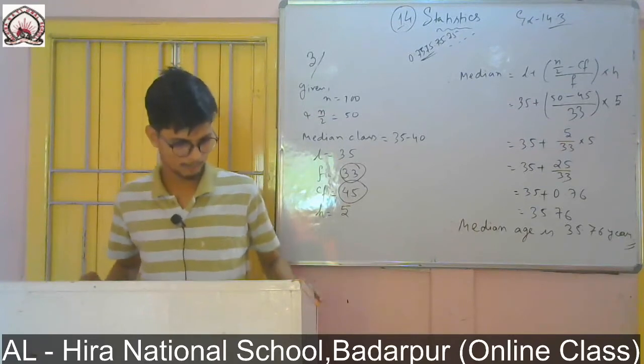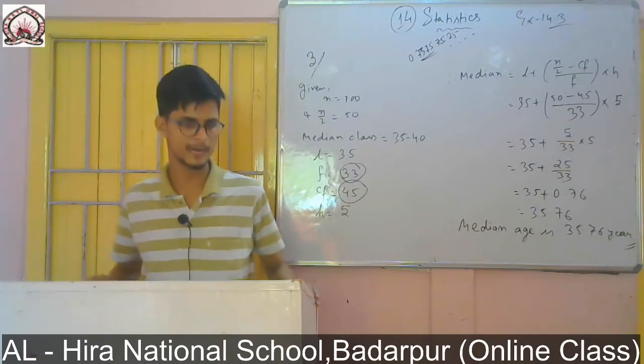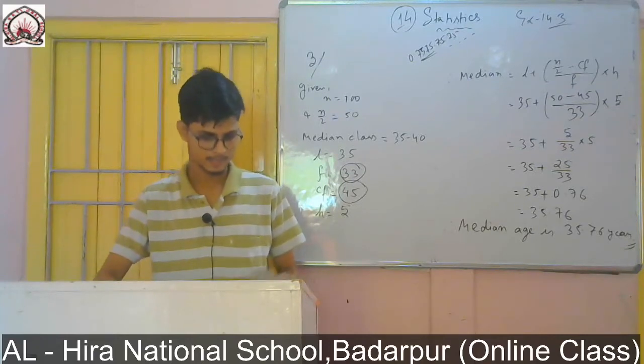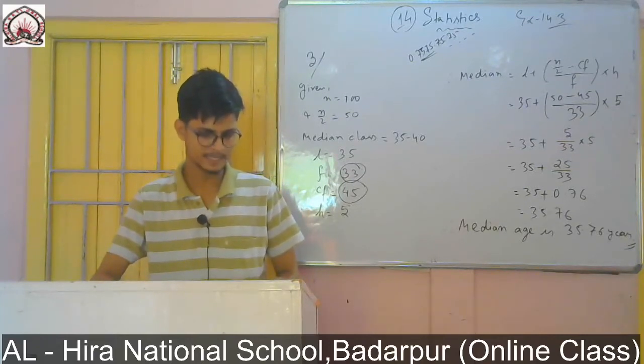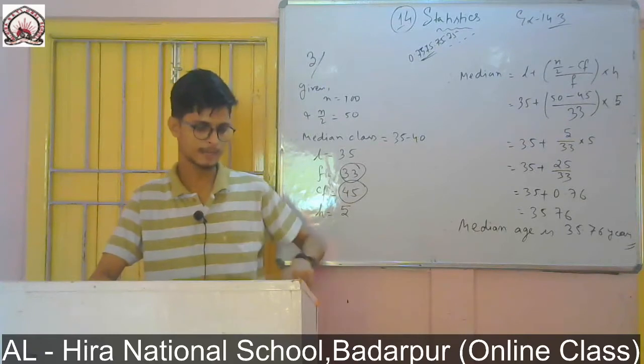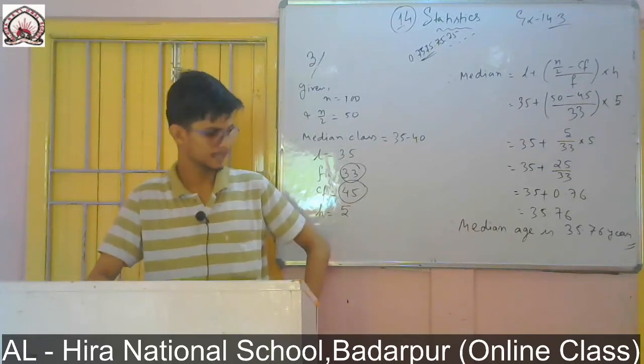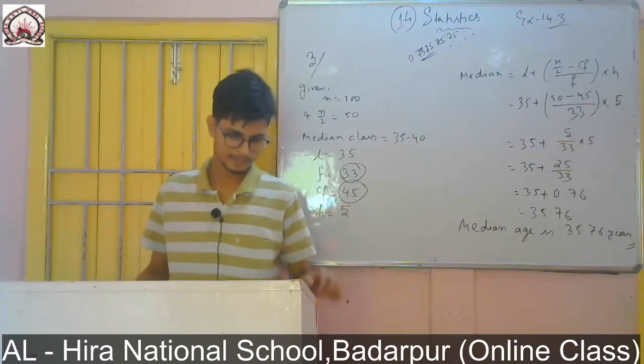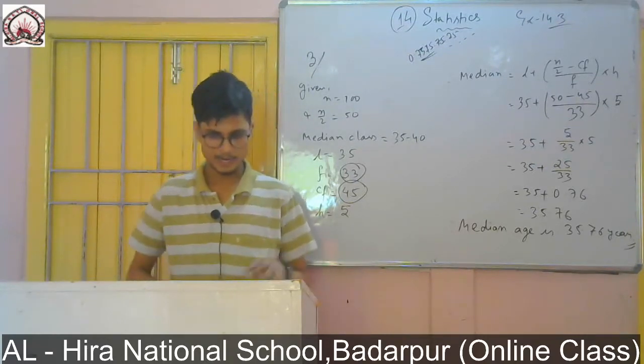Now question number 4: the lengths of 40 leaves of plants are measured correctly to the nearest millimeters, and the data obtained is represented in the following table. So length is given in millimeters and number of leaves is given.